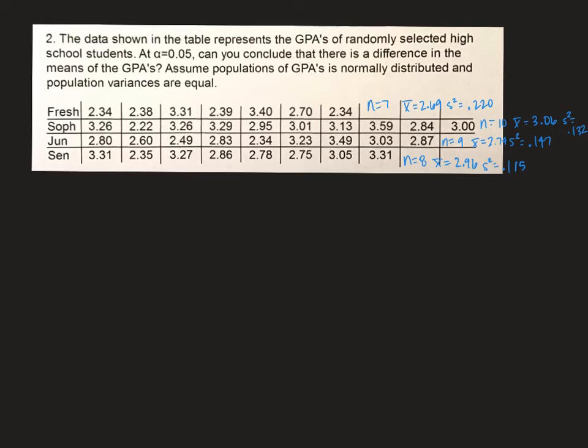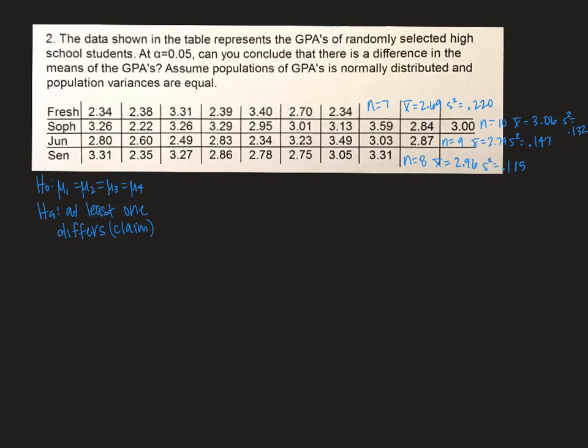So H0 is going to be that the means are all equal. HA, at least one mean differs, which is our claim.